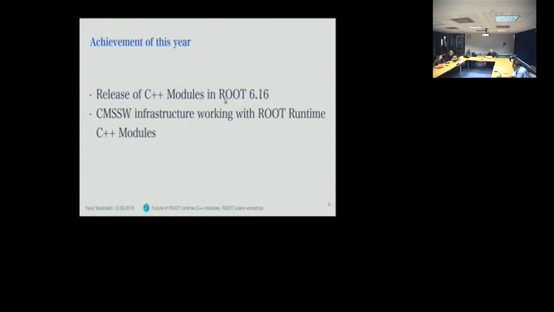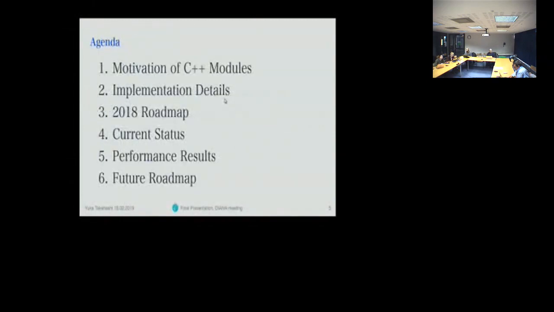The achievement of this year is that we released C++ modules in ROOT 6.16, and now we have a working CMSSW infrastructure with ROOT runtime C++ modules. I will give more details later in this talk, but this is a summary of this year. For our agenda, first I will present the motivation and background of C++ modules. We will go through the system overview and the roadmap that we did in 2018, and the current status and performance on CMSSW. Also, I would like to give some suggestions for future work.